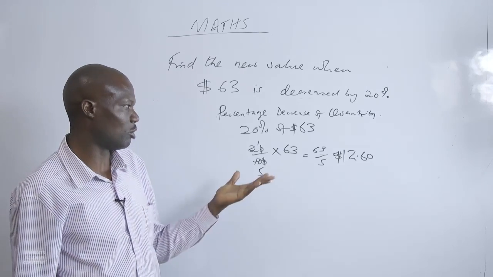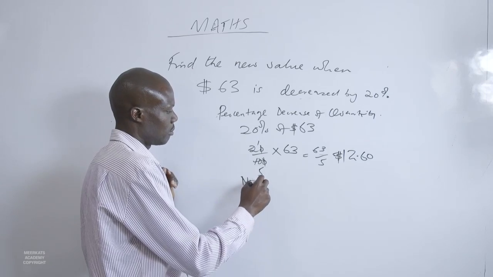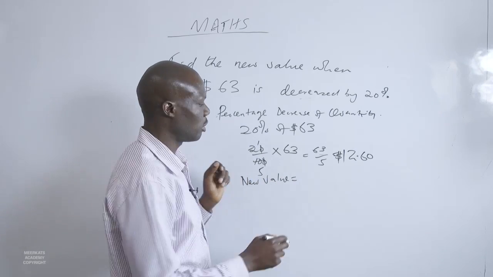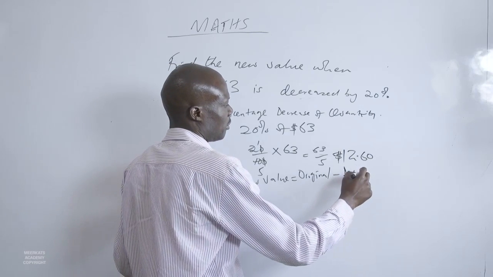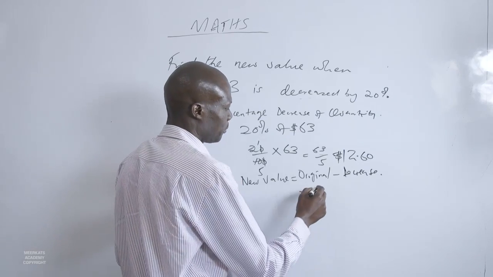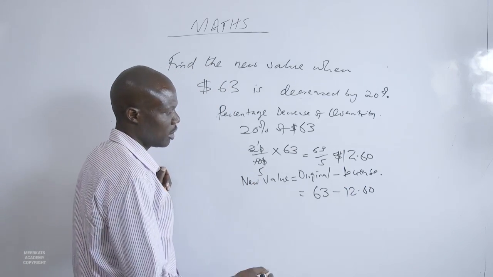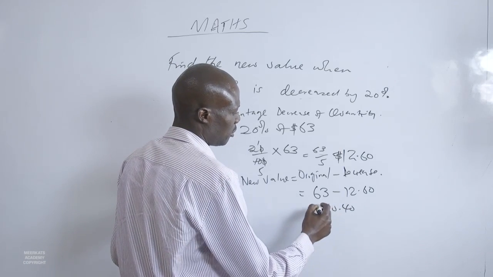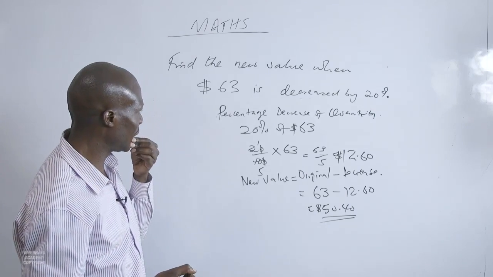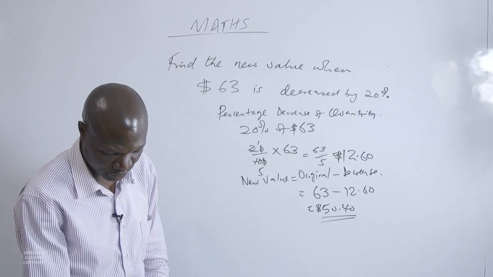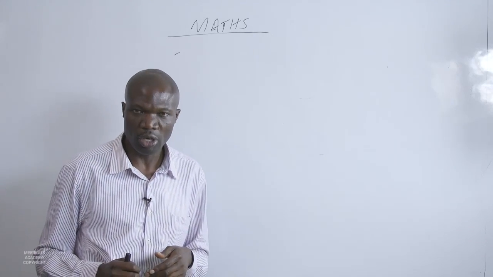What does the rule tell us about decrease? To get the new value, it's equal to the original value minus the decrease, which is 63 minus $12.60, and this one will give us $50.40. So this is about a decrease. So we want to come and start calculating the discounts or the markups.